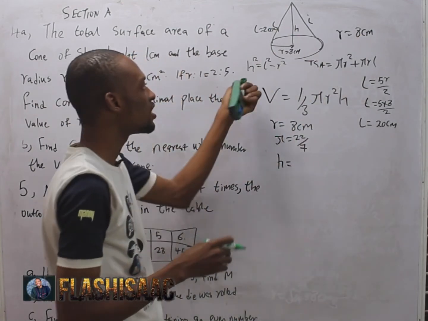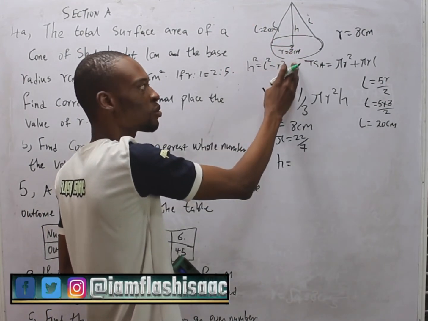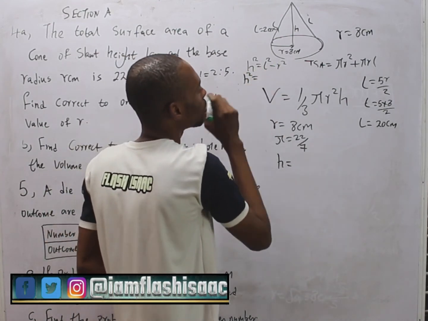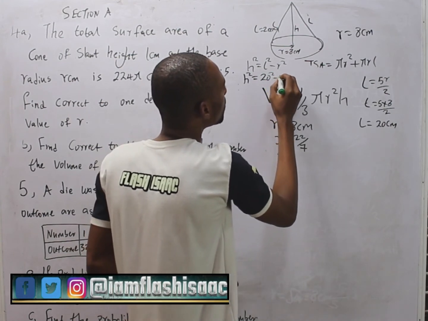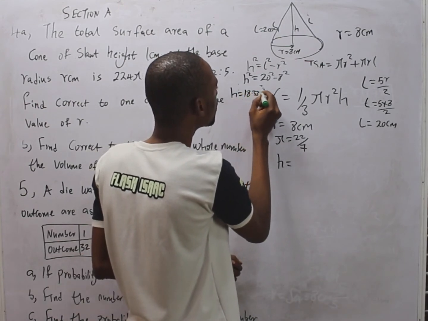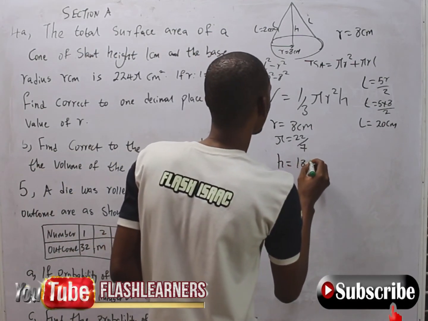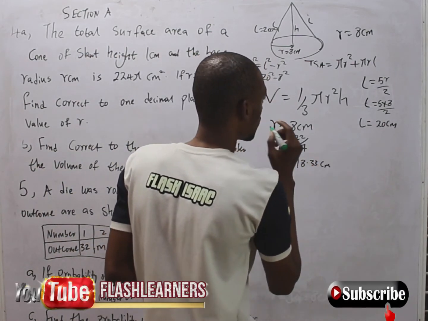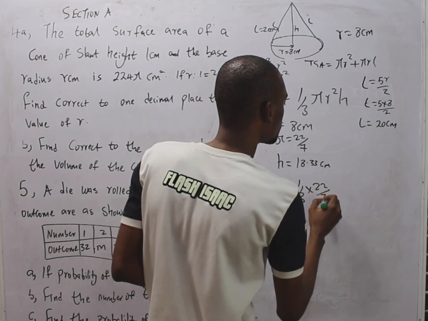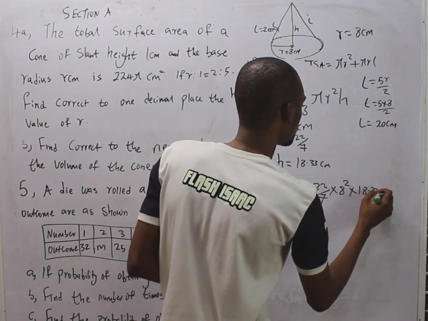So l is equal to 20 centimeter, and we have r. This means we can get h from Pythagoras theorem. l square is equal to h square plus r square, so h square is equal to l square minus r square. So h square is equal to 20 squared minus 8 square. So h is the square root of 20 square minus 8 square, which is 18.33 centimeter. So therefore, the volume is equal to 1/3 times 22/7 times 8 squared times 18.33.